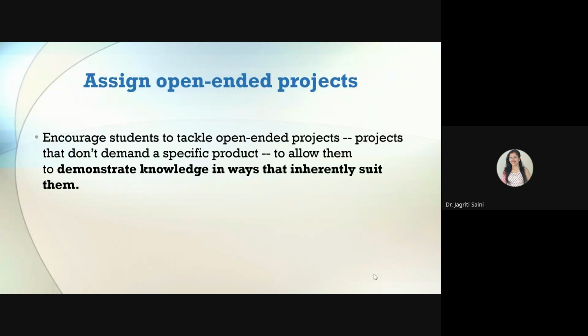And sometimes we can even start with open-ended projects where they do not get a specific target, but they get an opportunity to demonstrate their knowledge and their skills. And they can just interact with each other to share their knowledge. And if they have any difficulty in between, they can even interact with you. And these open-ended projects basically give them an opportunity to open up their ideas.